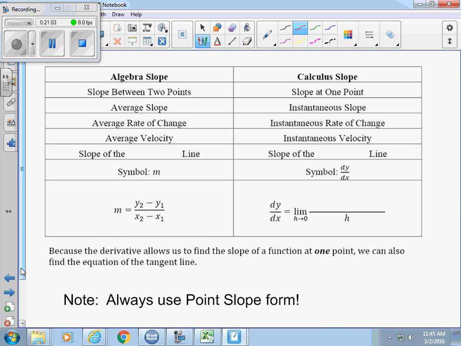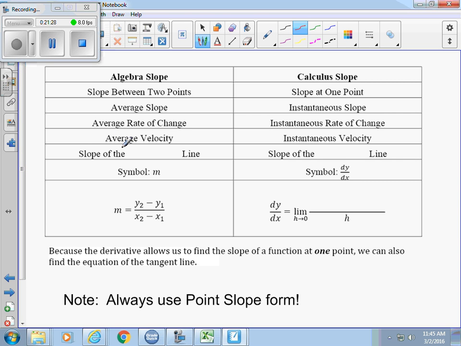Okay, we're going to go pretty fast through this lesson because we've already talked about it quite a bit. But we're going to talk about tangent and normal lines. You don't have to write this down. You can if you want to. It depends on what you know and don't know. But I do want to take this time to compare and contrast algebra and calculus.